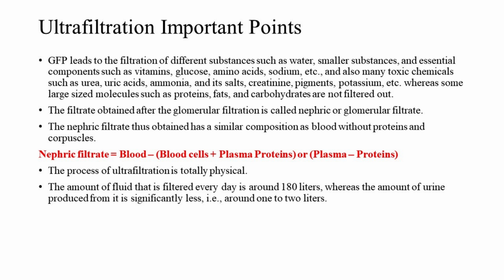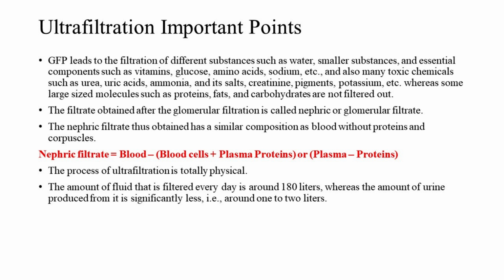Ultrafiltration important points. GFP leads to the filtration of different substances such as water, smaller substances, and essential components such as vitamins, glucose, amino acids, sodium, etc., and also many toxic chemicals such as urea, uric acids, ammonia, and its salts, creatinine, pigments, potassium, etc., whereas some large-sized molecules such as proteins, fats, and carbohydrates are not filtered out.